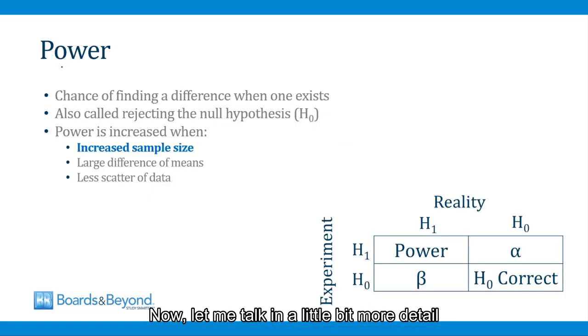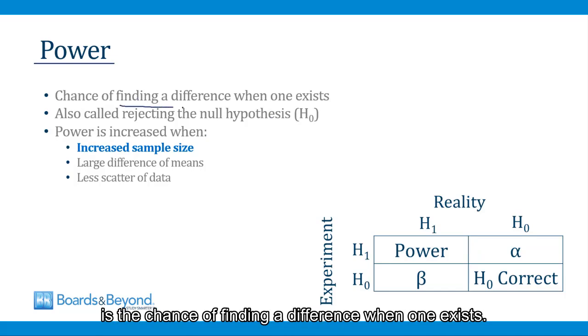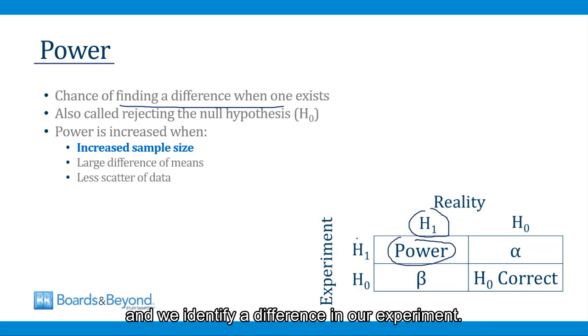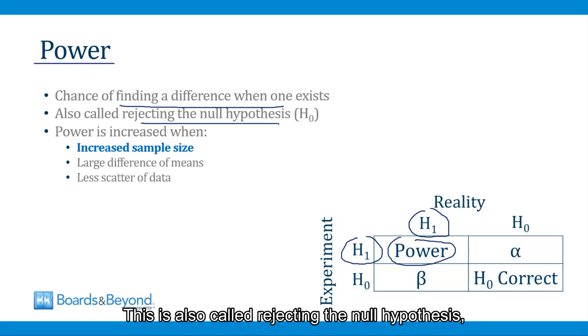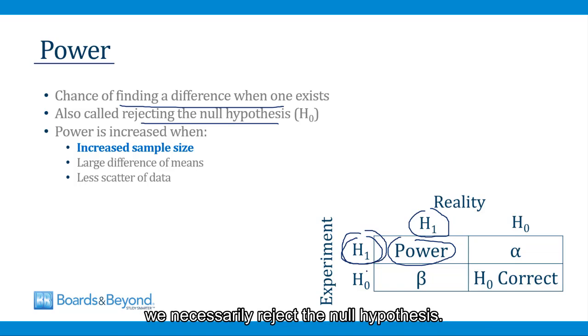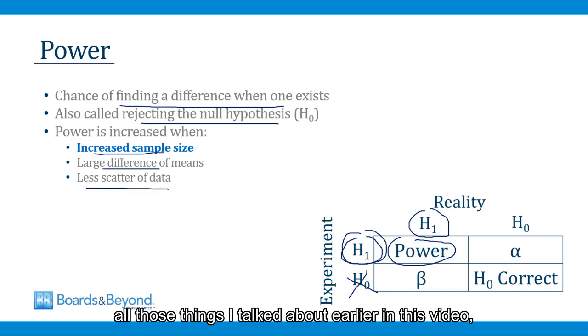Now let me talk in a little bit more detail about the power of a study, which, as I told you before, is the chance of finding a difference when one exists. If we look at our 2x2 table, this is the power. There is a difference in reality, and we identify a difference in our experiment. This is also called rejecting the null hypothesis, because when we identify a difference in our study, we necessarily reject the null hypothesis. And the power of a study is increased when you have a larger sample size, a large difference between the means, or less scatter of data, all those things I talked about earlier in this video.